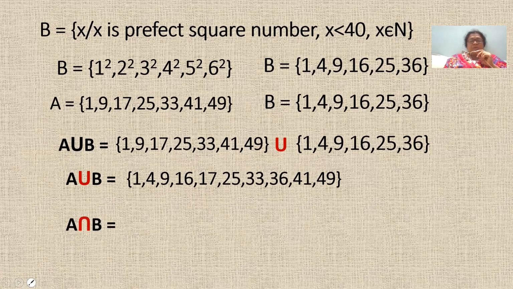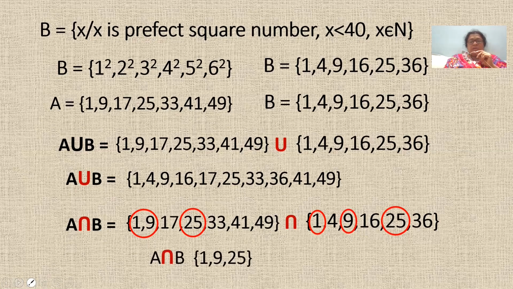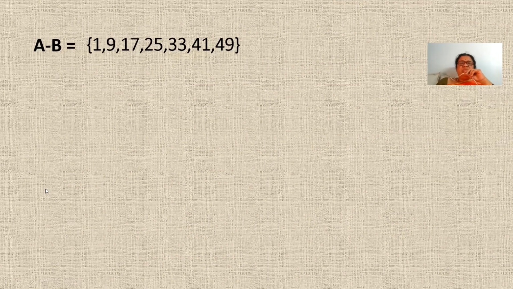Now A intersection B. So these two are the set A and set B. Intersection means the common elements. Therefore, 1, 9, and 25 are the common elements which are in both A and B. So these are the common elements. So that is A intersection B.